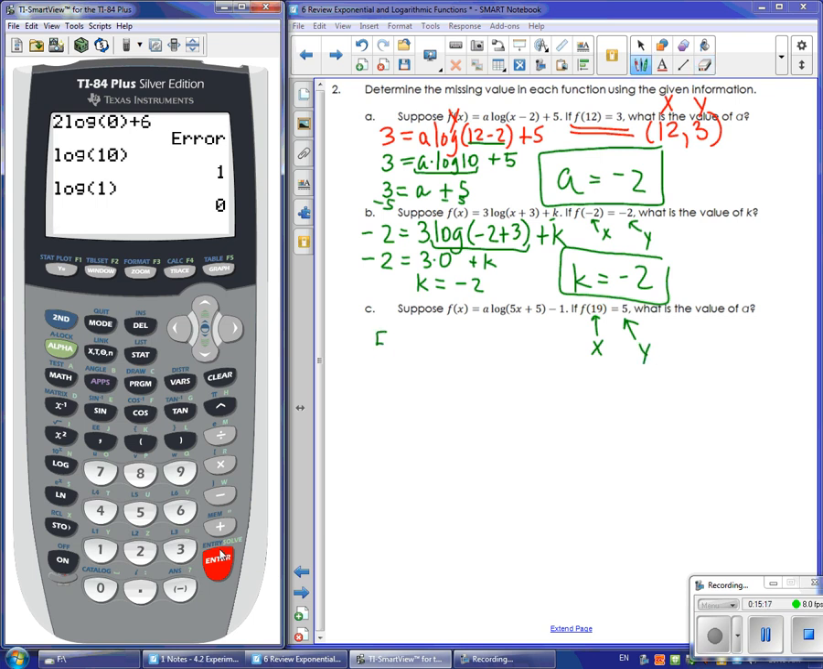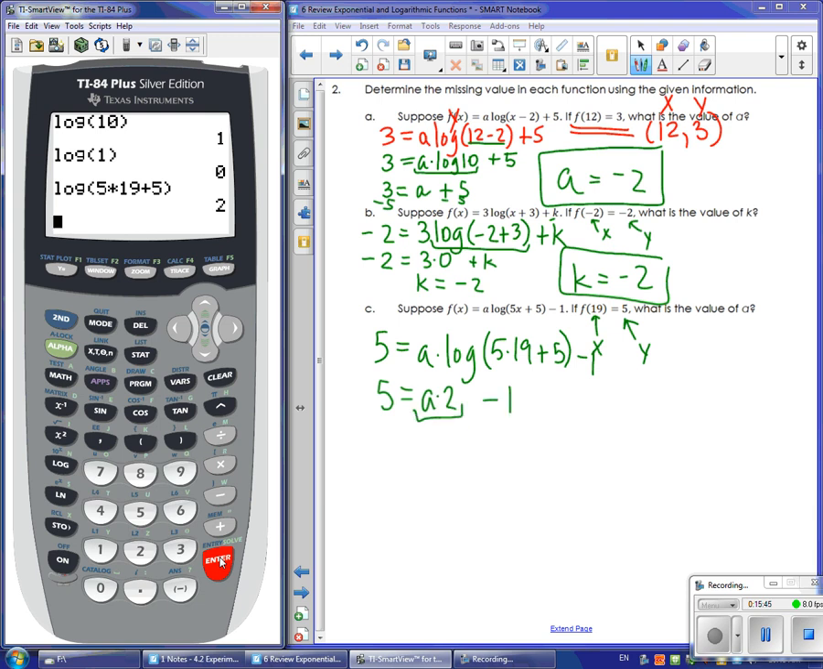All right, so 5 is equal to a times the log. And then I've got 5 times 19 plus 5 minus 1. So I want to figure out what that log of 5 times 19 plus 5 is. So I'm just going to actually type that all in at once. 5 times 19 plus 5, and I get 2. So I find that 5 is equal to a times 2 minus 1.